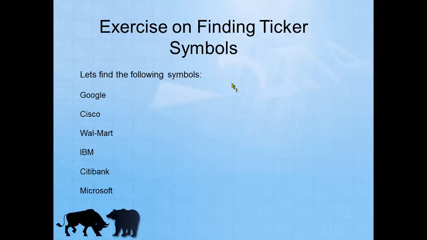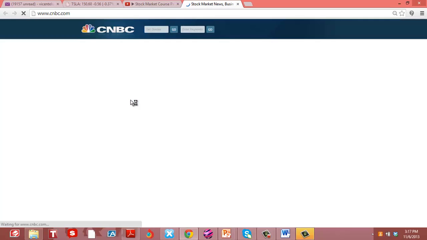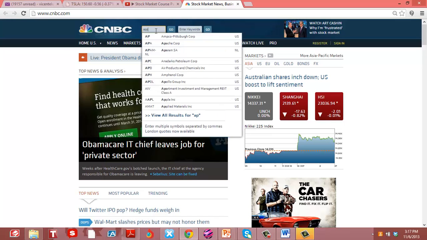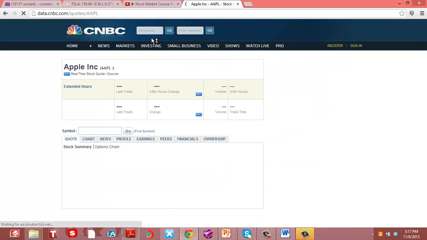Okay, now we can find some ticker symbols. We'll do an exercise. Where can we find these ticker symbols? Let's go to this page right here, and we can see CNBC. This is a good site. If you enter on top here, you can put the word Apple, for example, and it's going to pull up all the companies with Apple in it. But we're going to look for Apple Incorporated.